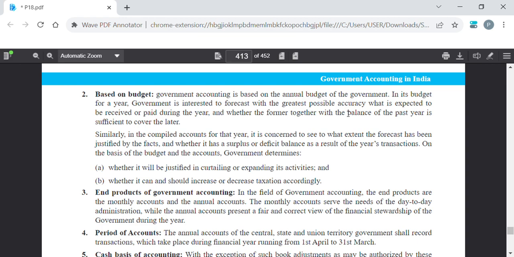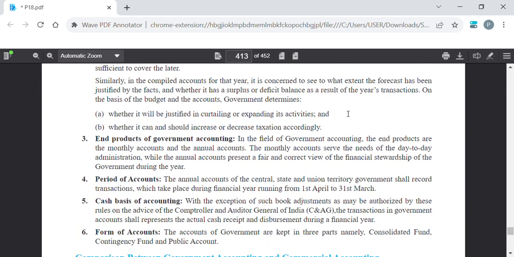Government accounts are also based on budget, and government determines whether it is justified in expanding or diversifying its activities or curtailing them, to increase or decrease its taxation. Then we have end products of government accounting. So what are the end products? In the field of government accounting, end products are the monthly accounts and annual accounts. End products are the final products, such as yearly accounts, monthly accounts, half yearly accounts.